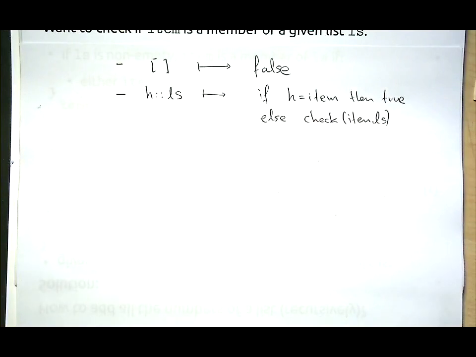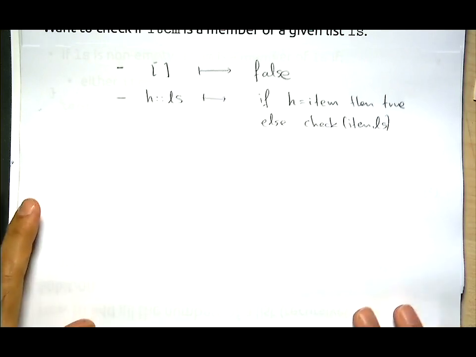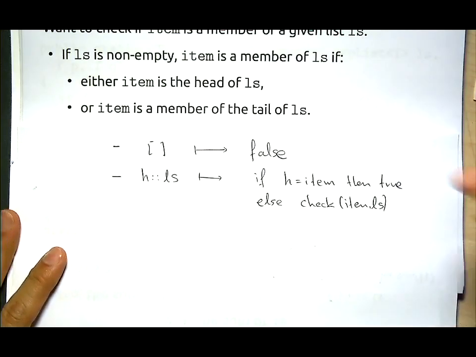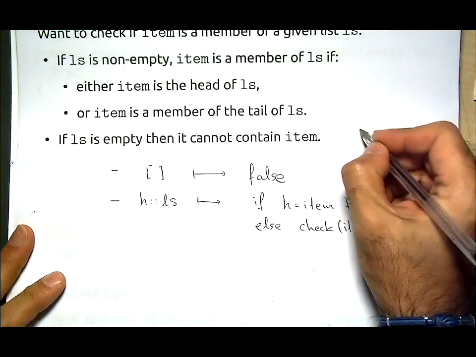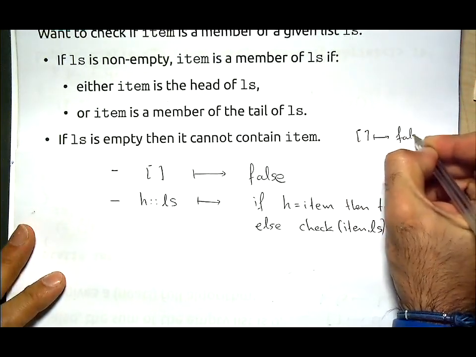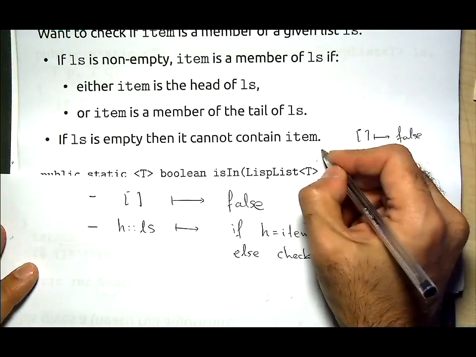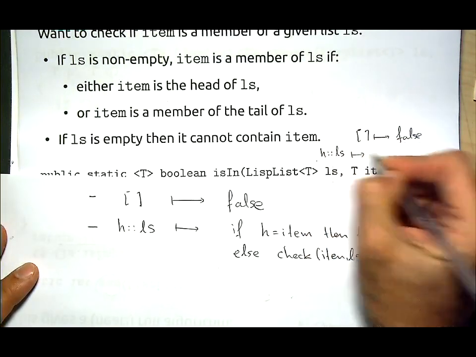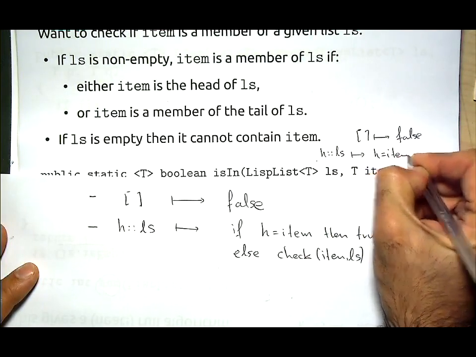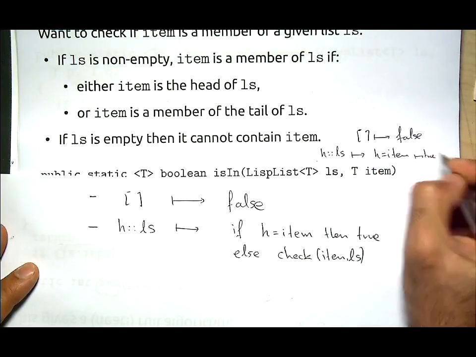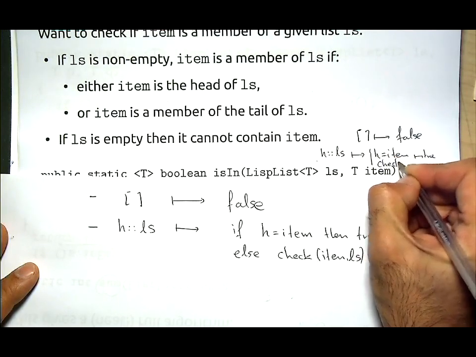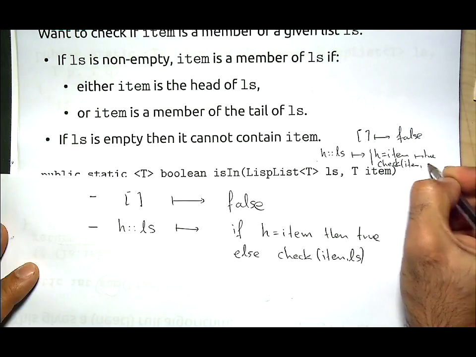So I have a list, it has a head and a tail, I'm looking for an item. If the item is the head, I'm done. Otherwise, I throw it away and then I search for the rest of the list. Okay? Let's see. So I said, if empty, return false. If I have h and ls, return true if the item is the head. Otherwise, check that the item is inside the list.